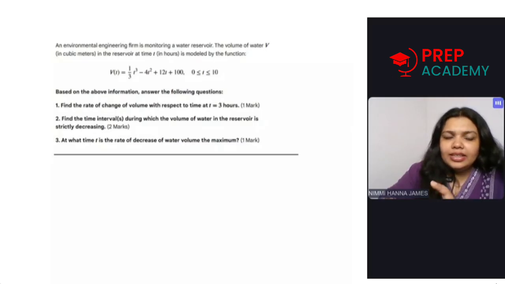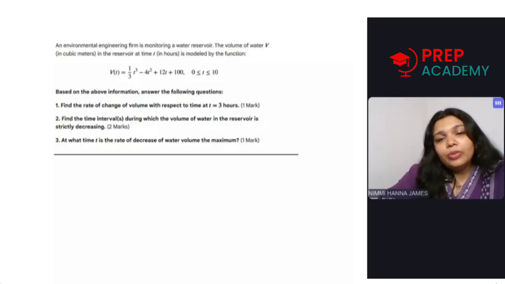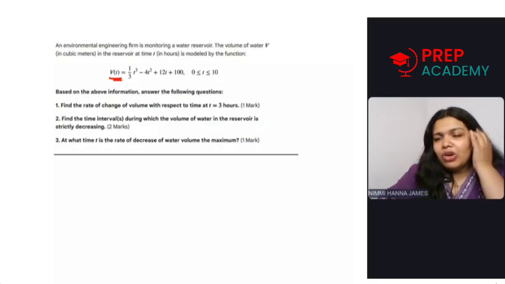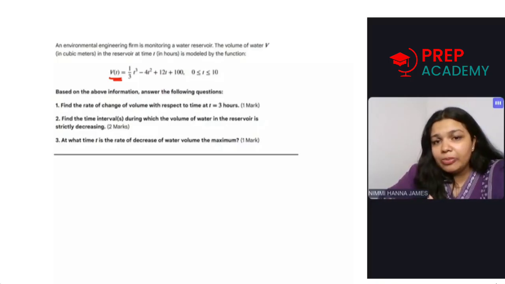Okay, this is a case study based question, which is a classic question from this chapter. An environmental engineering firm is monitoring a water reservoir. The volume of water V in cubic meters in the reservoir at time t in hours is modeled by a function. So we have been given a function V of t. What does this V of t represent? It represents the volume of water in the reservoir.